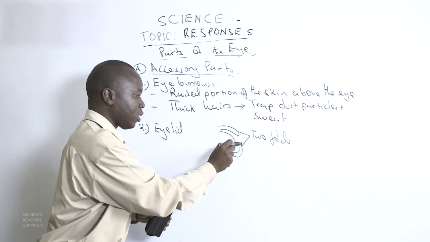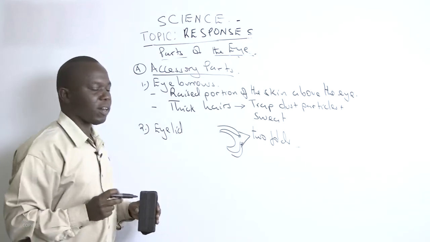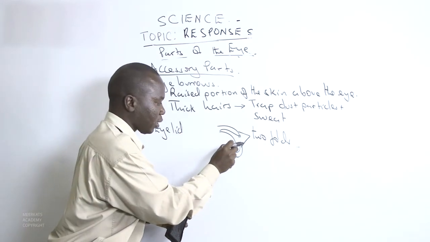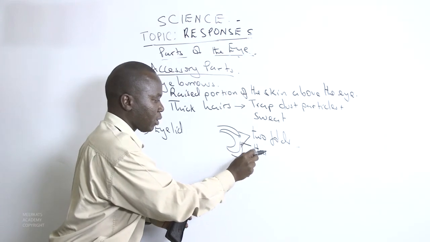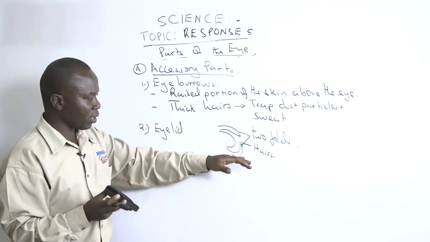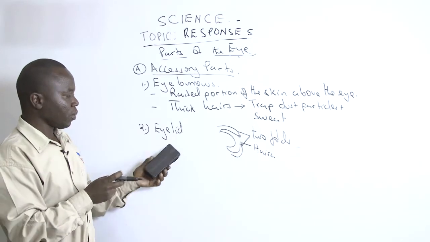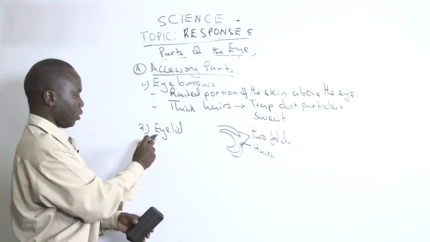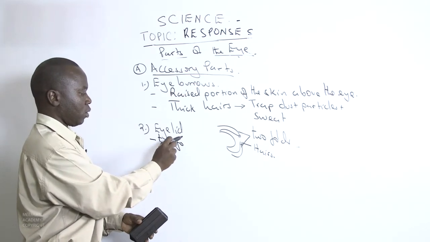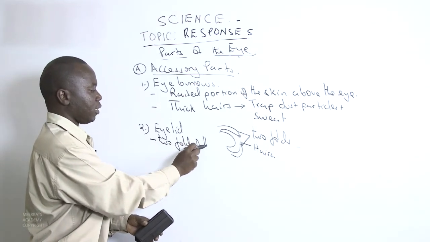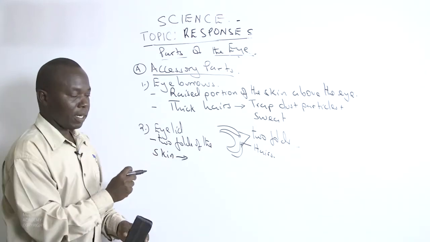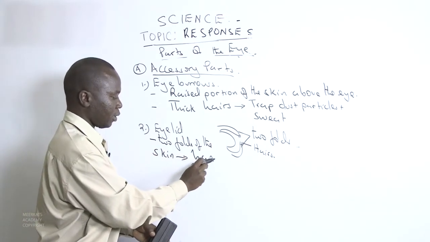And at the end of this eyelid, we have some hair-like structures. We have some hairs. So I want to find out what is the role of those hairs. So we are saying the eyelid is made up of 2 folds of the skin. But at the end, we have hairs.